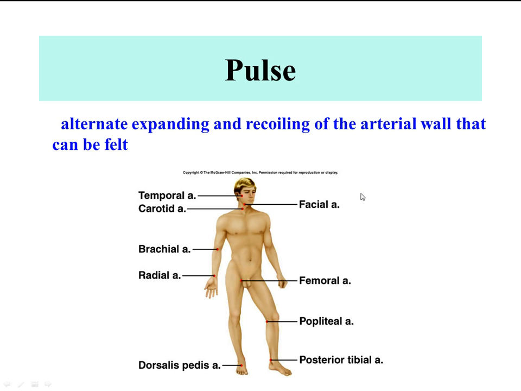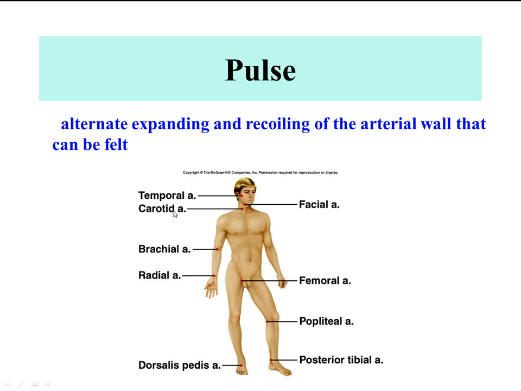Taking a pulse. A pulse is the alternate expanding and recoiling of the arterial wall that can be felt. The most common place to take a pulse is from the radial artery. It's fairly easy to take it at the carotid artery. You're going to use your index and middle finger to take a pulse. You never use your thumb.